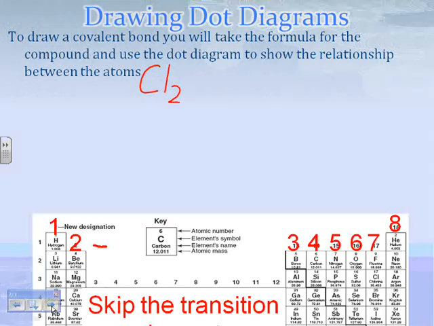Cl2. There's 2 of them though, right? Okay. So that means I'm going to have a Cl and a Cl. Right? What column is it in? Over there it's 7? Yeah. Okay. So it's going to have 1, 2, 3, 4, 5, 6, 7 on that one, right? The other one's going to have, how many? 7. 1, 2, 3, 4, 5, 6, 7. So we go by column.